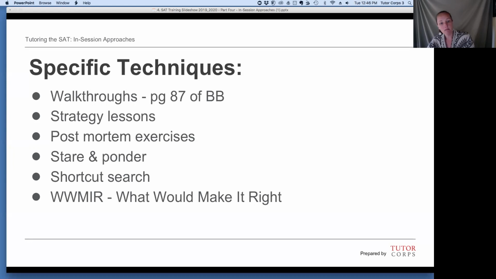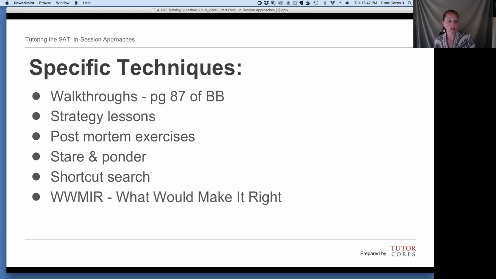And the Black Book dedicates huge sections to walkthroughs, and these are extremely valuable because they really help the student understand how to break down the process of approaching questions strategically. And you can be sure to show the student how to use these parts of the book to their advantage. You can have them read page 87 to understand more about the walkthroughs.